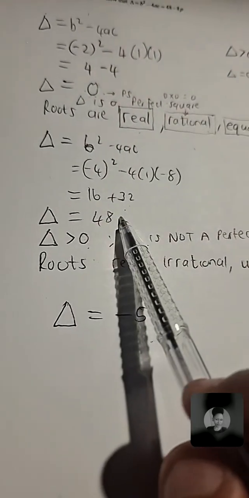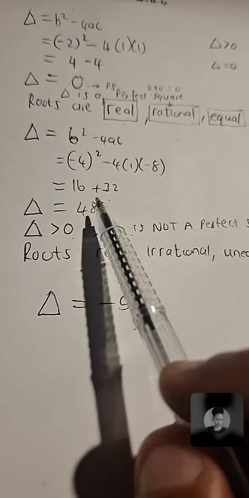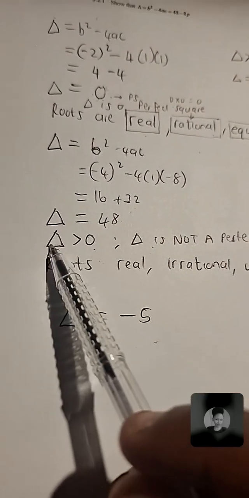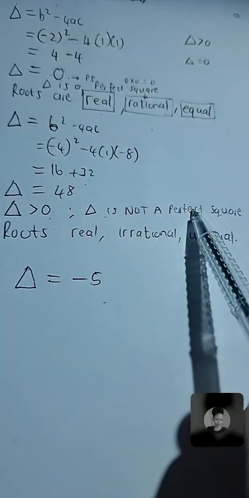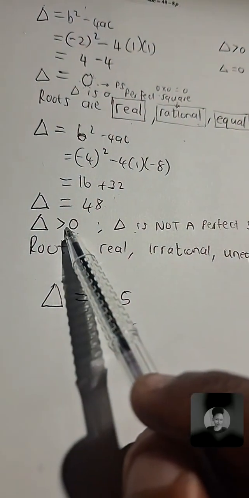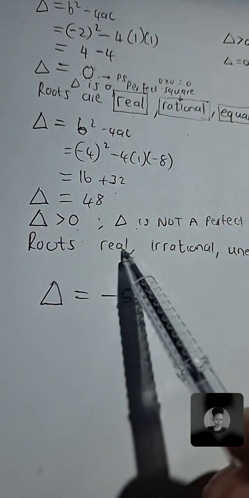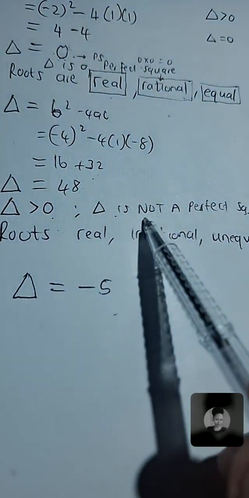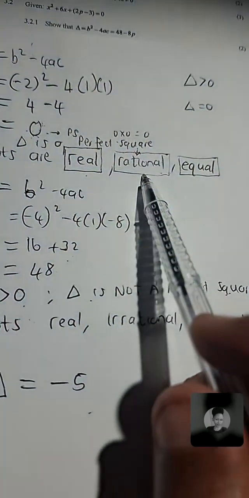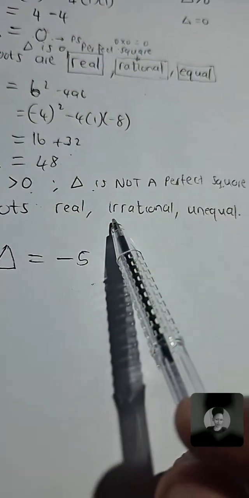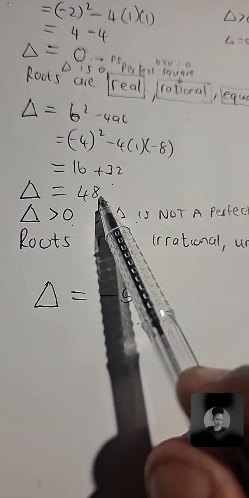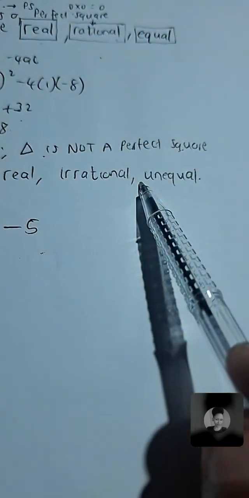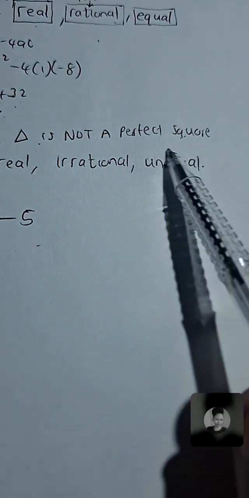This one, 48. This number is greater than 0. So when delta is greater than 0, but 48 is not a perfect square, because delta is greater than 0, we say the roots are real. Because delta is not a perfect square, we don't say rational this time. We say irrational. And then because delta is not equal to 0, it's greater than 0, we say the roots are unequal.